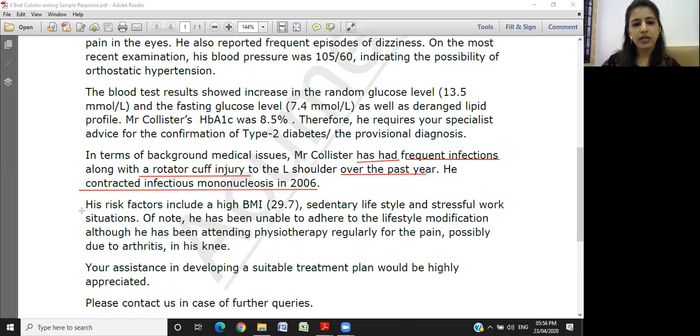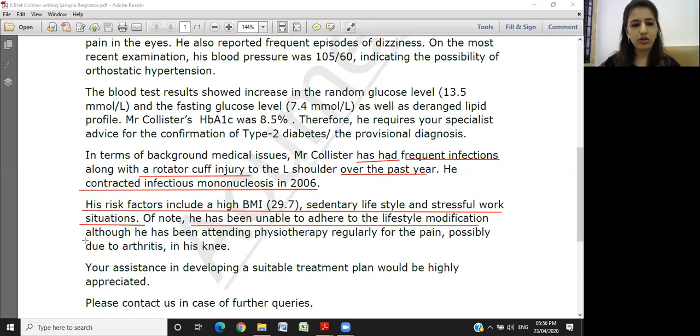And then here, what are the contributing factors? So just in one sentence, you can summarize all the contributing factors. A high BMI, sedentary lifestyle, and stressful work situation. And his inability to follow lifestyle modification, so that the endocrinologist gets the message that probably they would need to start them on medication, that lifestyle modification alone probably would not work for them.